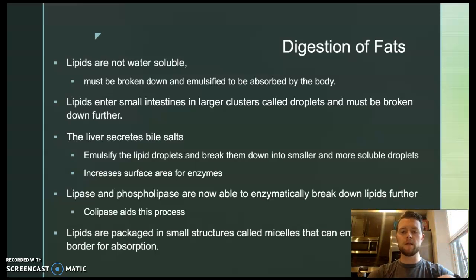aided by colipase, which is an enzyme that displaces the bile salts that create this bile salt complex with lipids, so that the other enzymes can get to the core of the bile salt and lipid complex that's created and break those down. Once these lipids are broken down, they're then packaged into small structures called micelles that are able to enter the brush border and cross the brush border membrane for absorption.